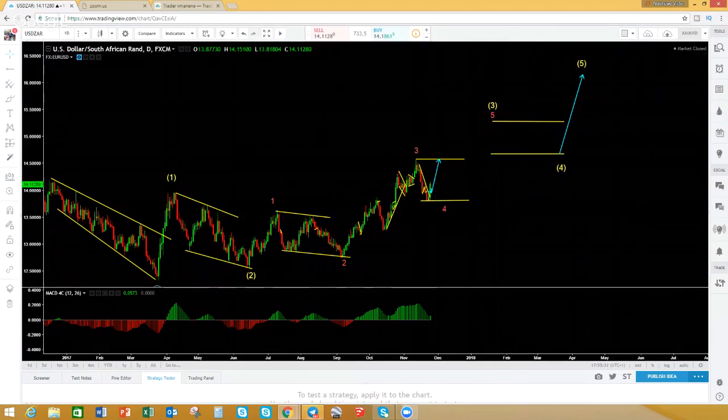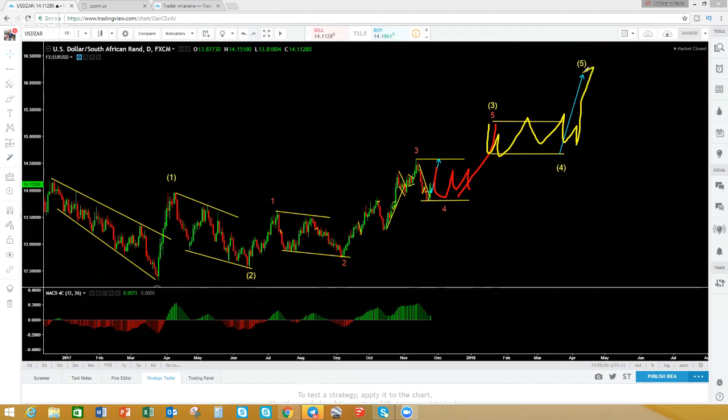Right? So it doesn't matter what corrective structure we're going to form here. After that, we're going up to wave 5 to complete that one. And then we're going to get a deeper wave 4 over there before we get this wave 5. So long-term US dollar is going to be bullish. Okay.